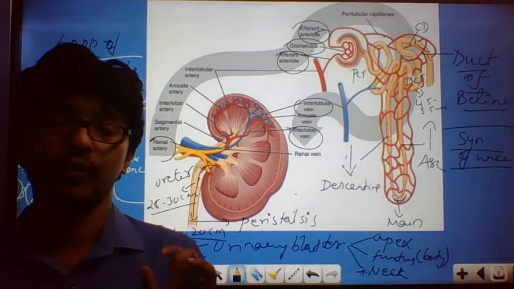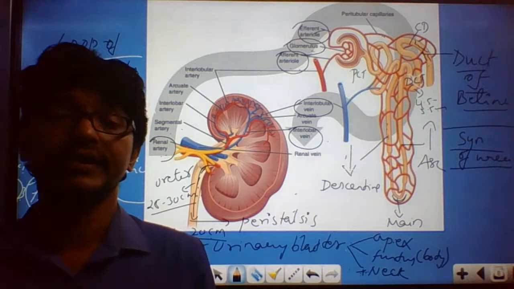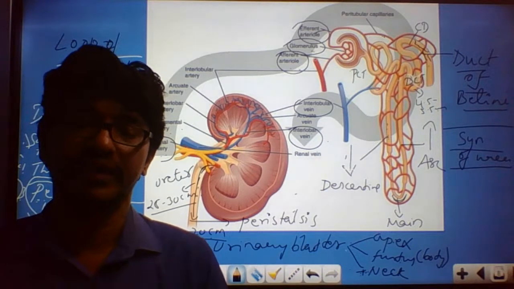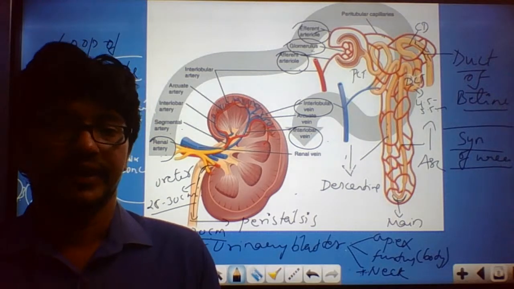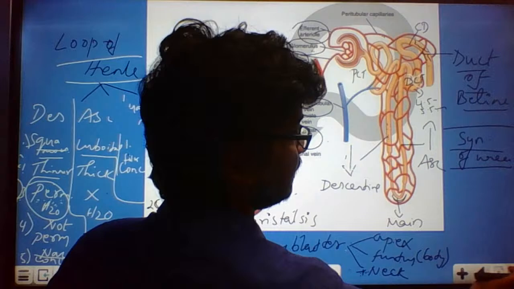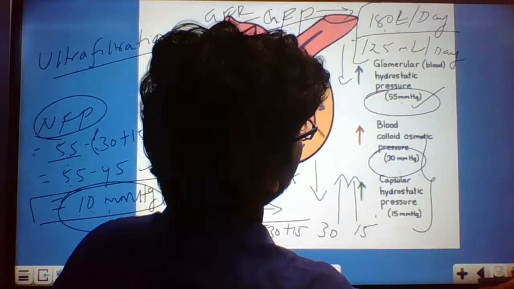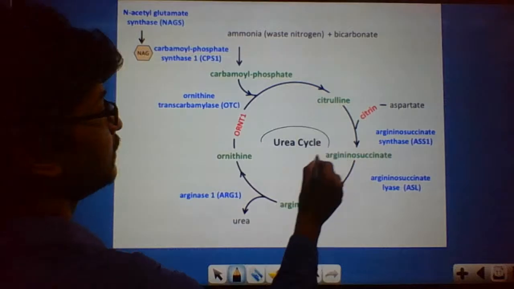The urea cycle. What is the other name for the urea cycle? And what is the other mechanism? The removal of amino groups, right? So what is the name of the mechanism by which the synthesis of urea takes place? The synthesis of urea takes place by means of the urea cycle. So this is the urea cycle.